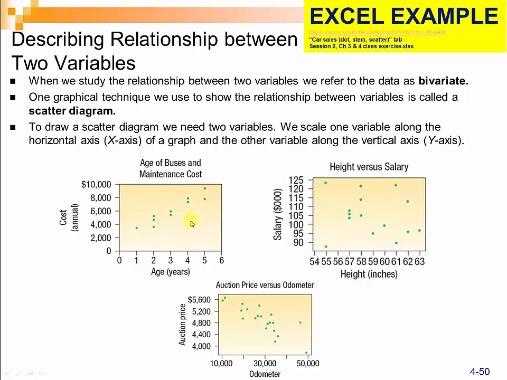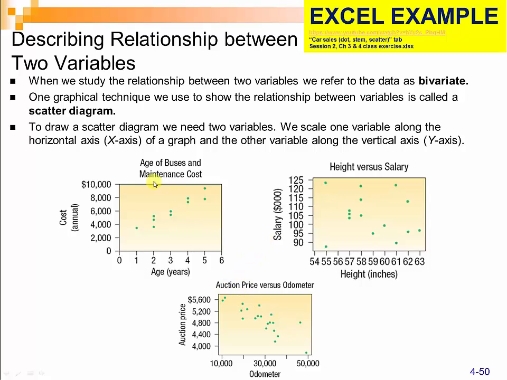And here are examples of scatter diagrams, and you can see the relationship. For example, here is a scatter diagram of age of buses and maintenance cost, and we see as the age increases, or the buses get older, the cost to maintain them increases. That's what we call a direct relationship. On the other hand, in the auction price versus odometer scatter plot, we can see that as the odometer reading on the car increases, the auction price of the car decreases. That's an inverse or indirect relationship.